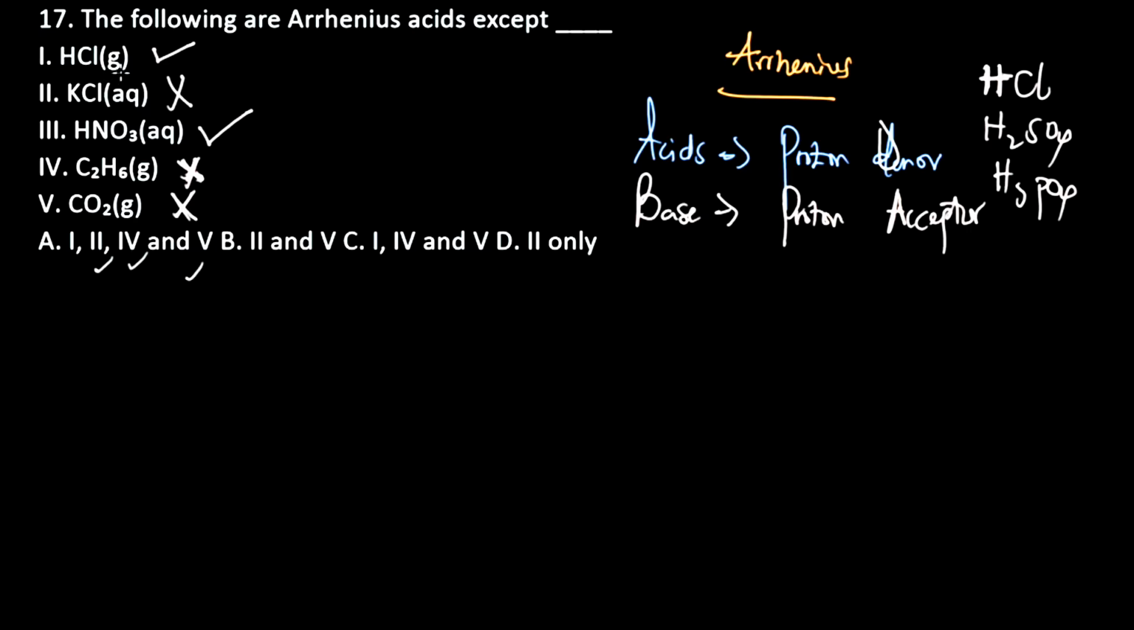But here is a gas. So Arrhenius acid has to be aqueous, not gas, because this gas would not lose its hydrogen ion. So the right option is A.